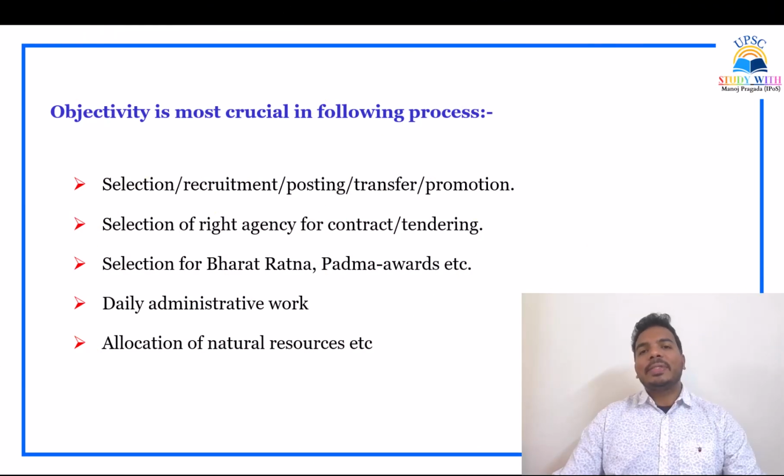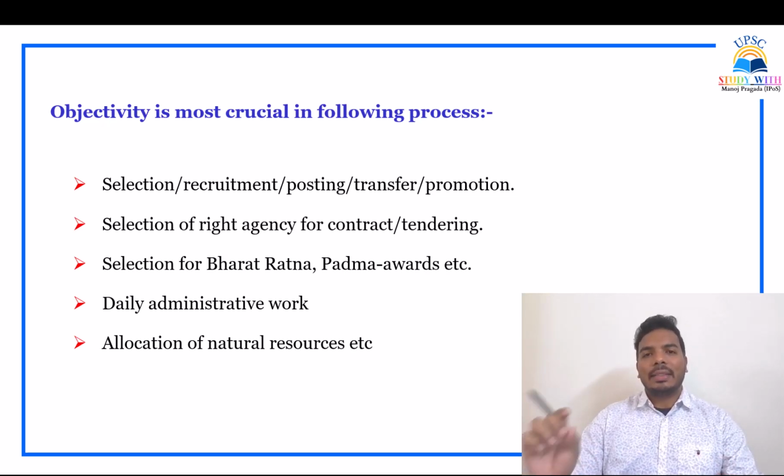I hope you understood what objectivity is and how you will take decisions daily. See, objectivity is very, very important. Even in the UPSC, most of the time the questions have been asked like this: why is objectivity crucial? Why should civil servants have objectivity? So you should write all these points.